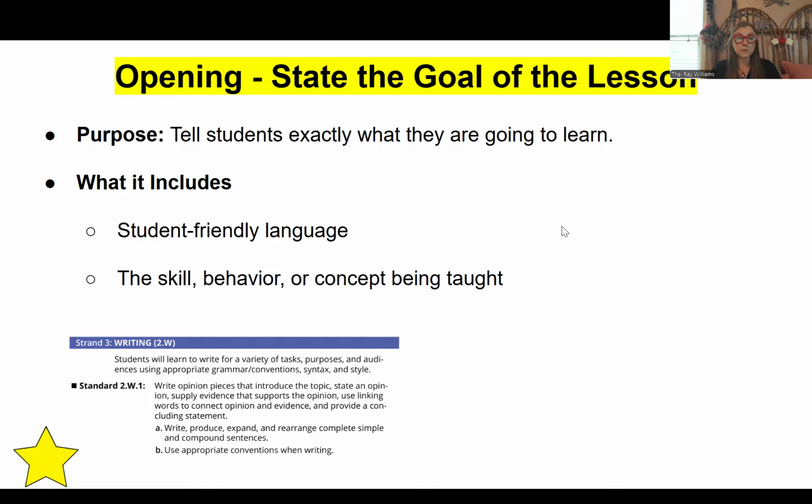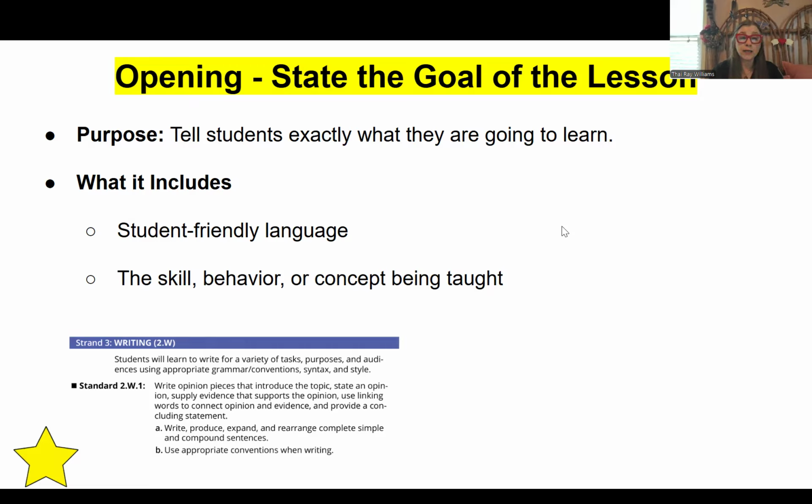So I have seen someone who took the state standard and put that on the board as if that was the learning objective. And so I want you to think from the perspective of a second grader. I'm going to read this, and I want you to think from the perspective of a second grader and see if you understand what you will be learning today. Are you ready? Here we go.